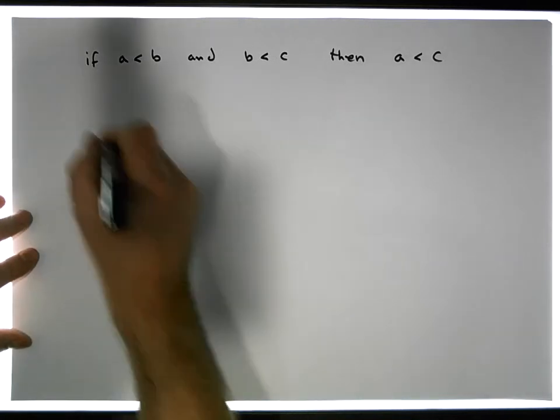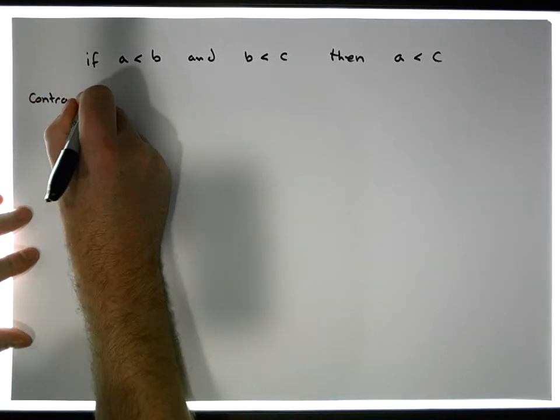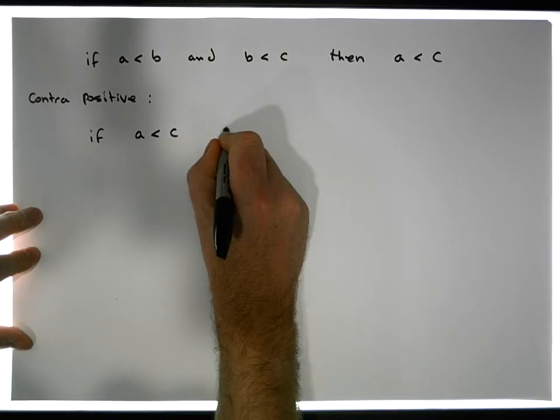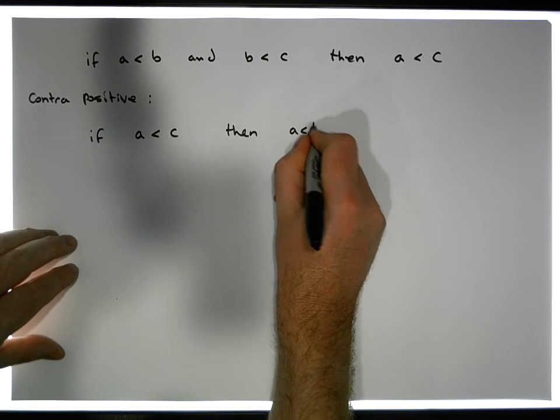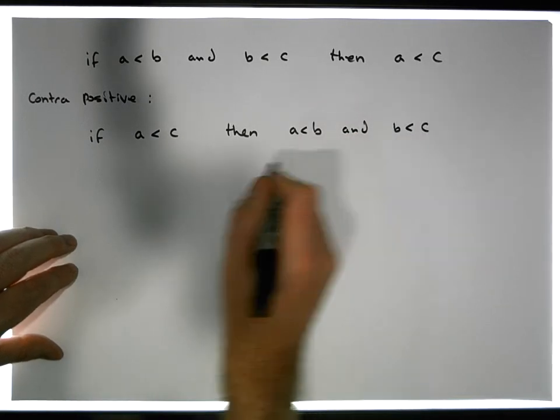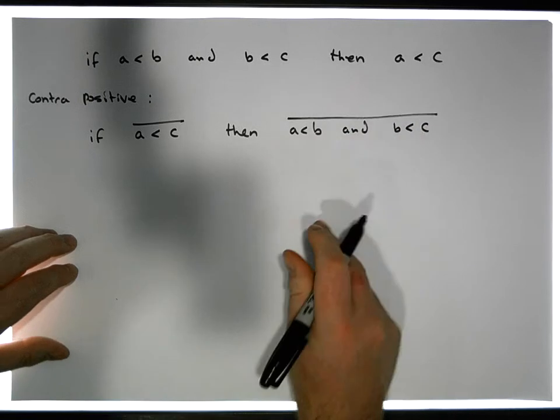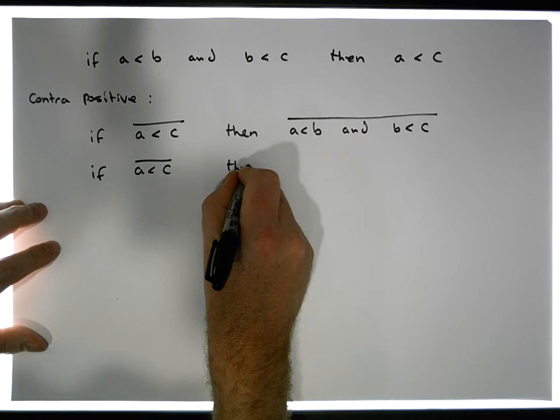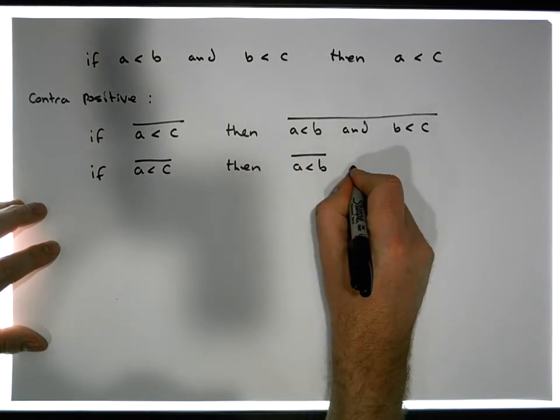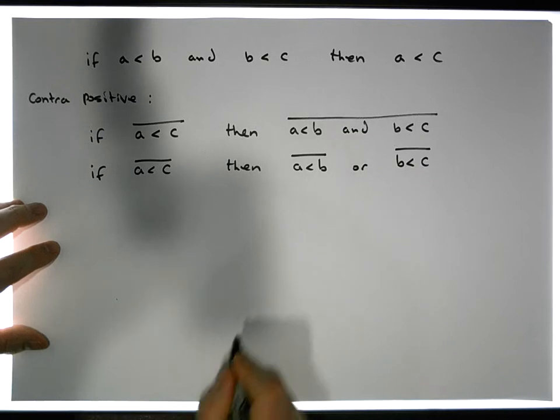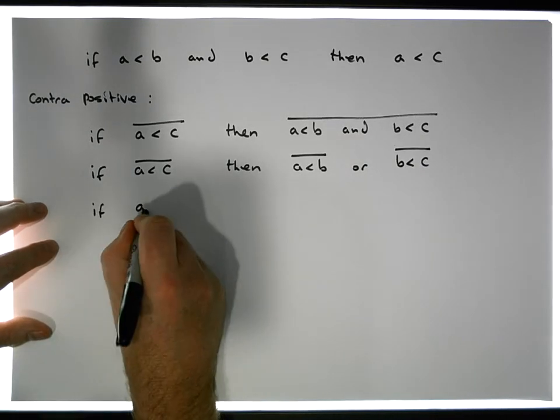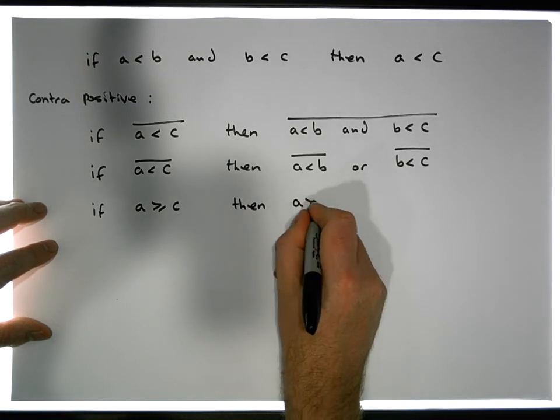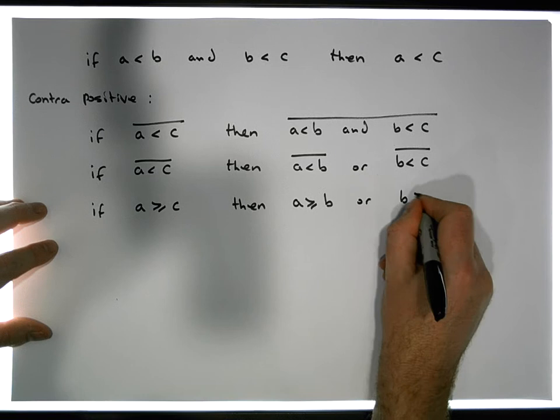So the contrapositive is going to be, we flip them, so if A is less than C, well then we have A is less than B and B is less than C. And it has to be negated, so we need to negate them. And once again we're going to have de Morgan's laws, so this becomes if A is less than C bar, well then we have A is less than B bar, or B is less than C bar. Well, what does that say? That says if A is bigger than or equal to C, well then either A is bigger than or equal to B, or B is bigger than or equal to C.